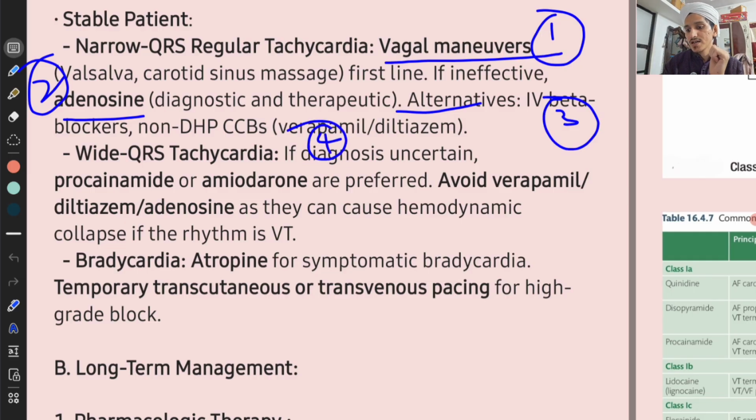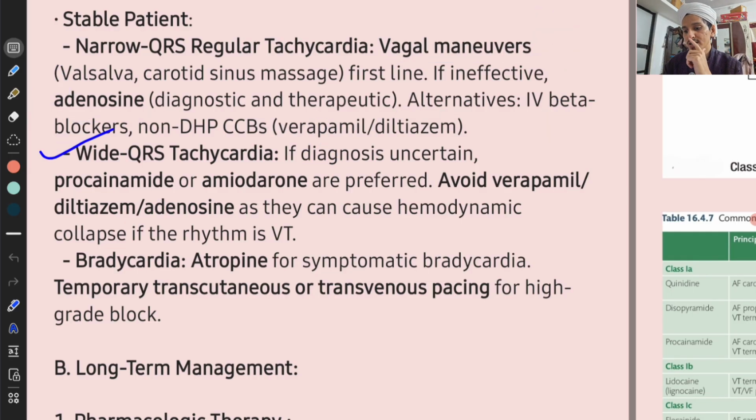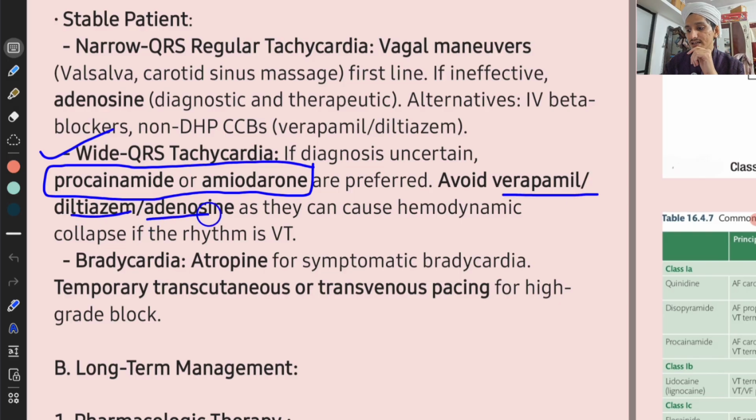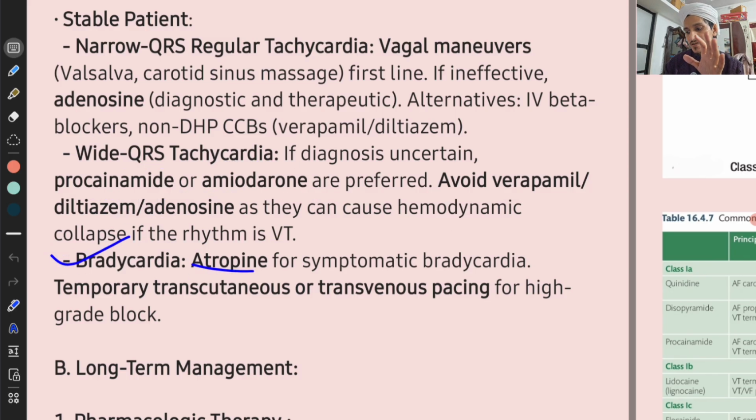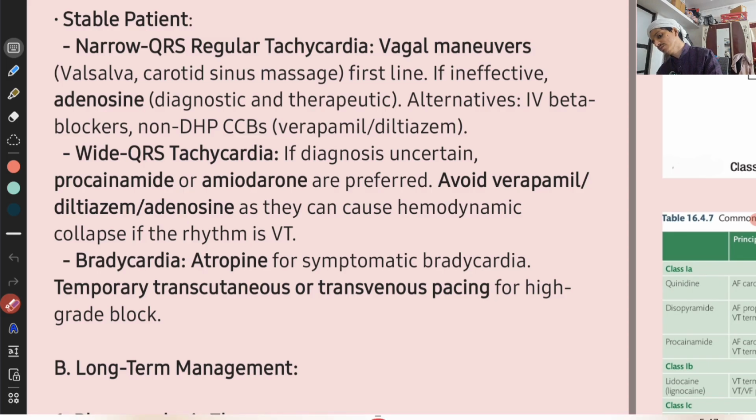That is narrow complex. Wide complex tachycardia, diagnosis is uncertain: give either of these two important drugs, procainamide or amiodarone. Avoid verapamil, diltiazem, adenosine, as they can cause hemodynamic collapse if the rhythm is ventricular tachycardia. Bradycardia: atropine for symptomatic bradycardia, and temporary transcutaneous and transvenous pacing for high grade AV block, for example, 3rd degree AV block.